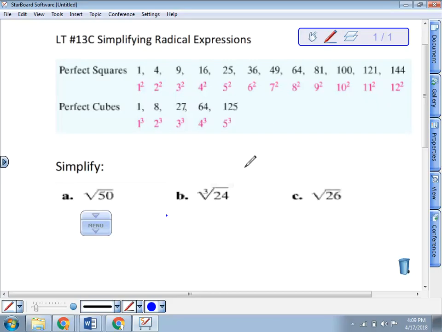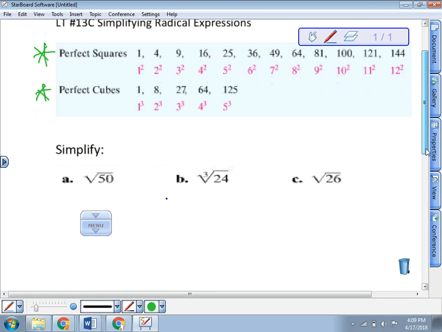Welcome to the notes on simplifying radical expressions. As promised, I wanted to give you a list of all the perfect squares and all the perfect cubes. These are really going to be important in today's lesson, so please refer to those. I'll show you exactly why that is in a second. So there you have them all.